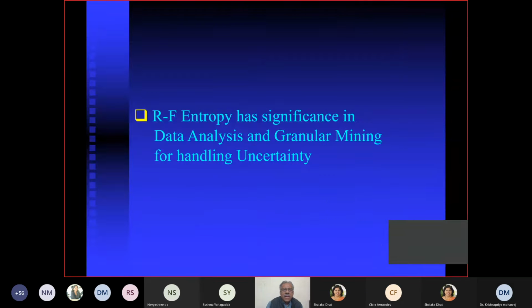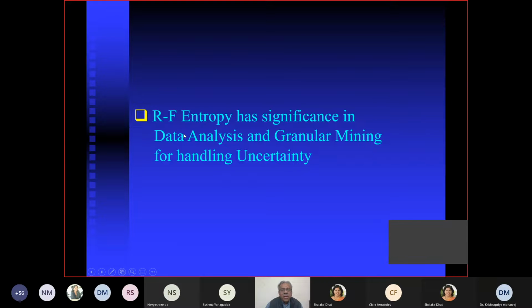So obviously, rough fuzzy entropy has significance in data analysis and granular mining for uncertainty, and it is a very catchy word. Once you have data, whether it is biological data, astrophysical data, or image data, uncertainty is inherent. It can come from incomplete information, vague information, noise, so many factors.